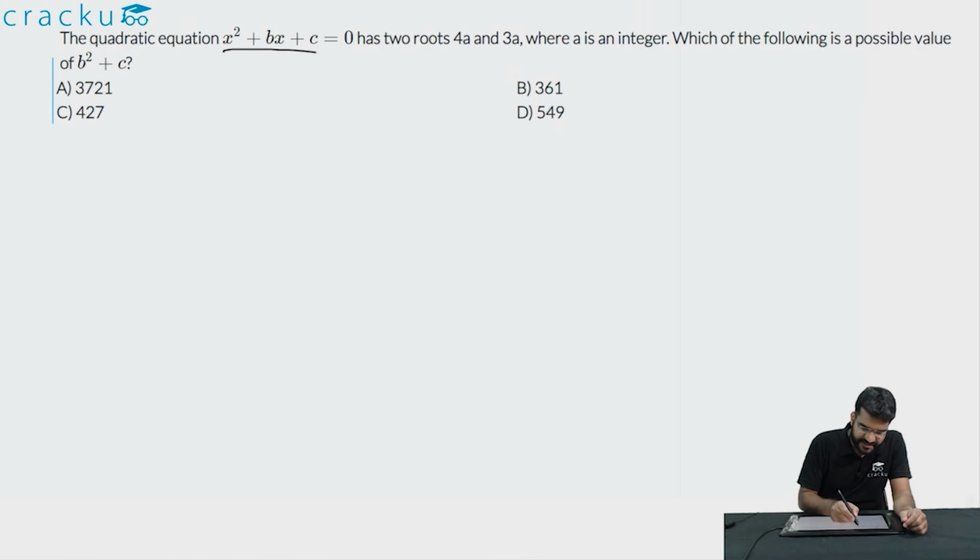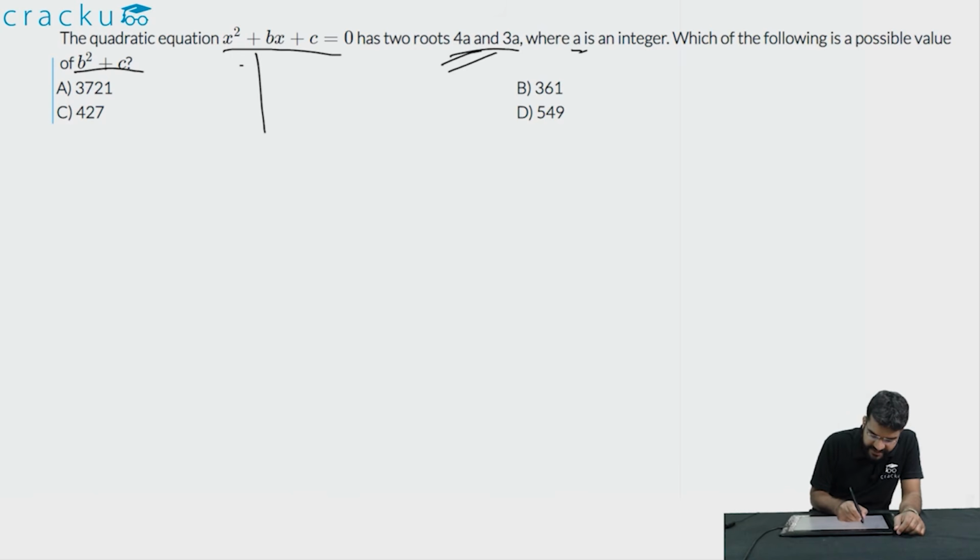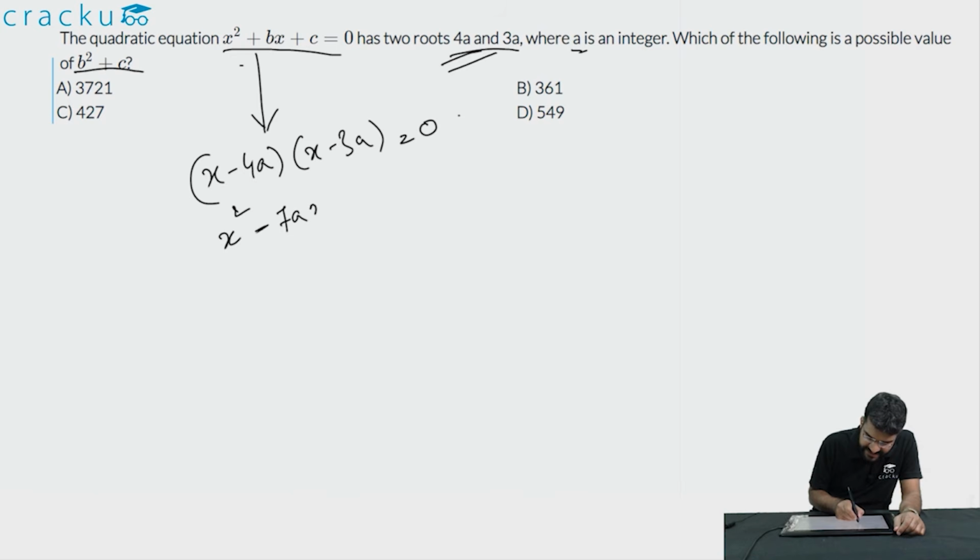In this question, we are given that a quadratic equation x square plus bx plus c has two roots which are 4a and 3a, where a is an integer. We are required to find out which of the following is a possible value of b square plus c. Because we are told that the quadratic equation has these two numbers as roots, this quadratic equation is of the form x minus 4a into x minus 3a is equal to 0. If you simplify this, you will get x square minus 7ax plus 12a square is equal to 0 for some integer a.